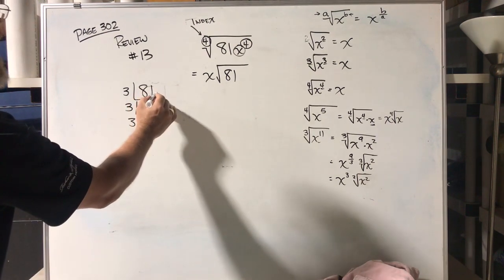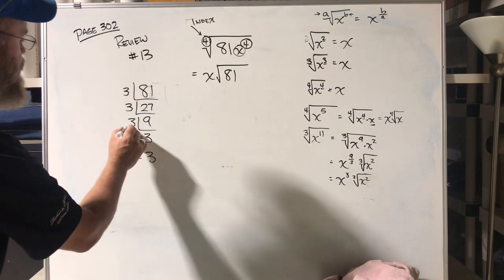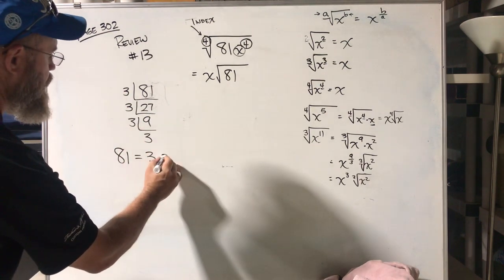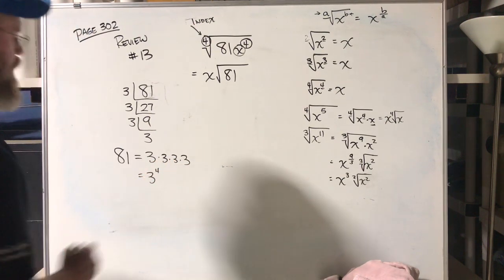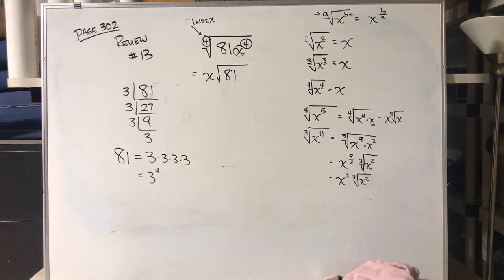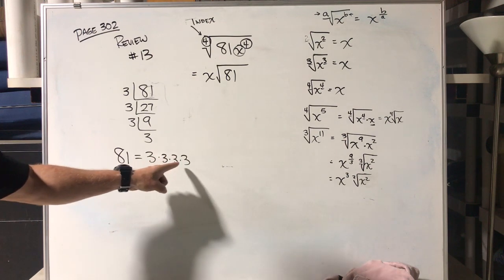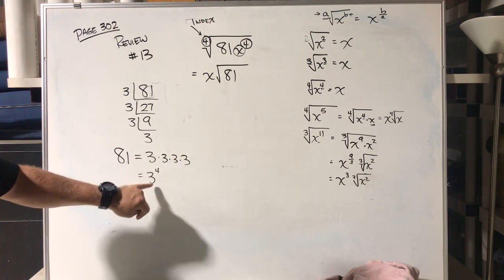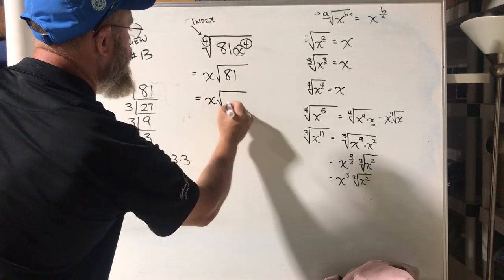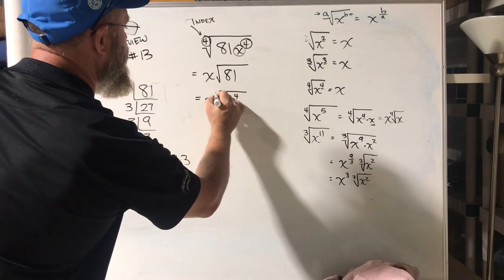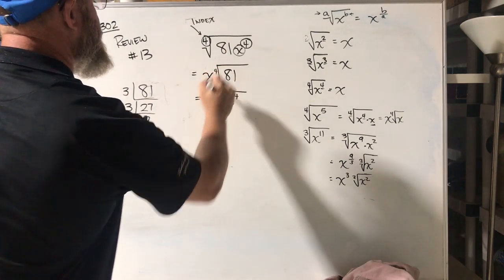So 81 equals 3 times 3 times 3 times 3, which also equals 3 to the 4th power. Okay? 3 times 3 times 3 times 3 is 3 multiplied by itself 4 times. So that's 3 to the 4th. So I can rewrite this as x, the fourth root of 3 to the 4th. I'm sorry, I forgot my index there. All right, got to keep the index.